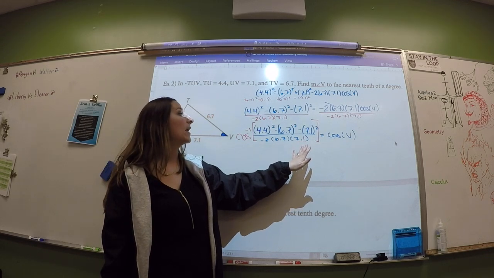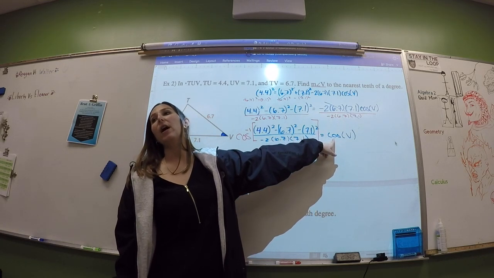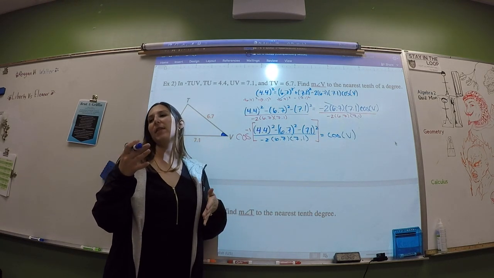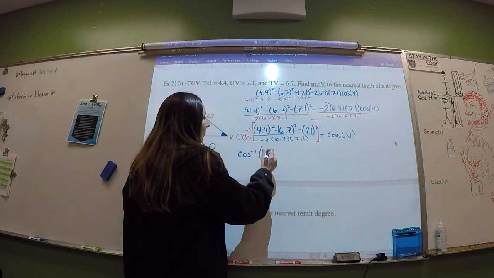And then the last step is, since I need V by itself, I'm going to use the inverse cosine. Because remember when you find the angle, you use the inverse? Yeah. So now we're just going to inverse cosine all the stuff that we had written.